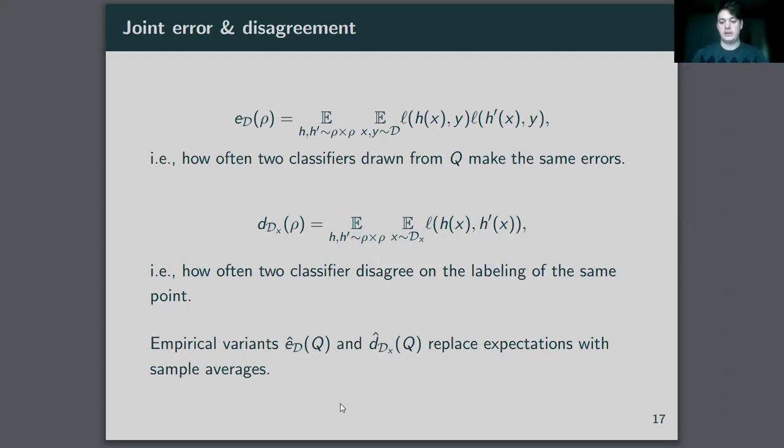To understand the bounds that we're looking at in the PAC-Bayes framework, we're going to need to introduce two quantities here, the expected joint error and expected disagreement, E_D and D_D, as I've written them here. The first here is the expected joint error, which is how often two classifiers drawn from the posterior distribution Q make the same errors. I've written the rho here, but it's Q. So how often do they make the same mistakes? Disagreement, quite naturally, is how often do two drawn classifiers disagree on the labeling of the same data point. And empirical variants of these are just replacing expectations with sample averages.